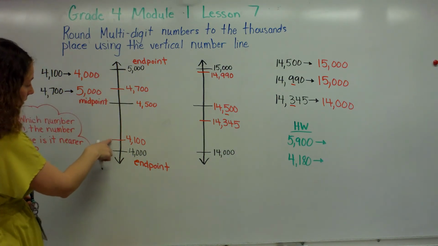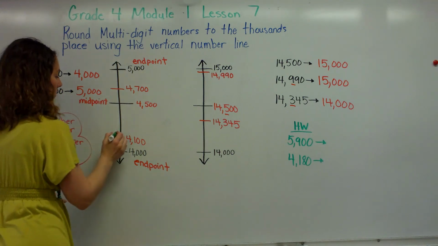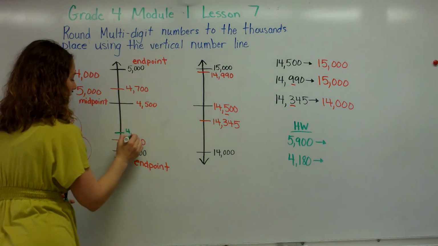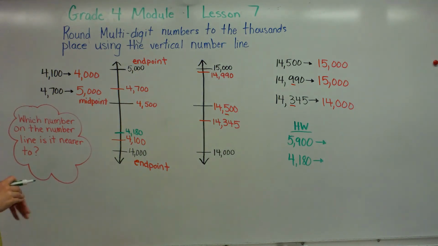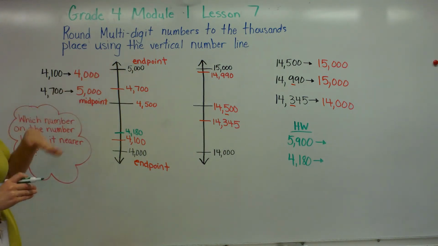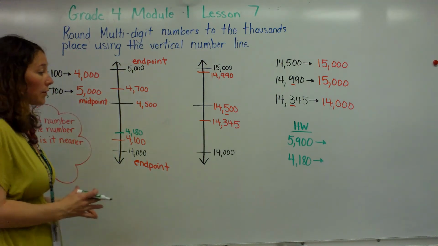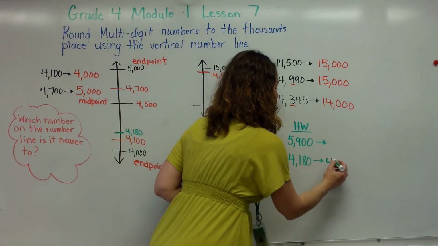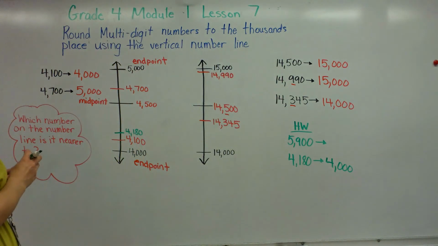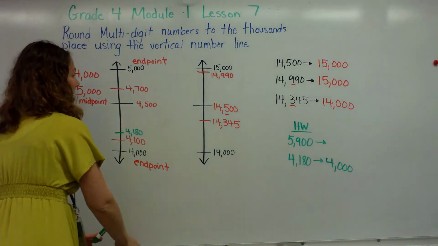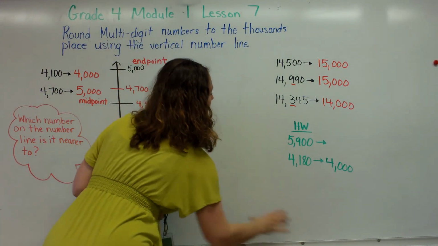Right here I actually still had my 4,100, and 4,180 is just a little bit above that. So again, I'm going to ask myself, what is it closer to? Which endpoint? 4,000 or 5,000? And if I look at my number line, it's obvious that it's closer to 4,000. Therefore, this will round to 4,000. Now, for the example of 5,900, I thought I would just show you how to draw a number line.